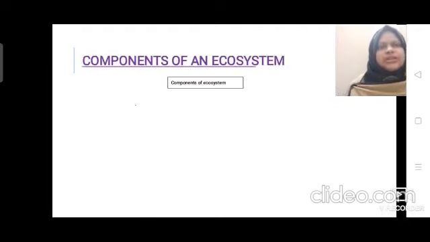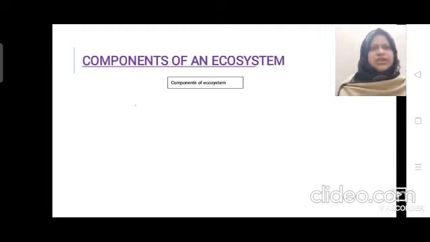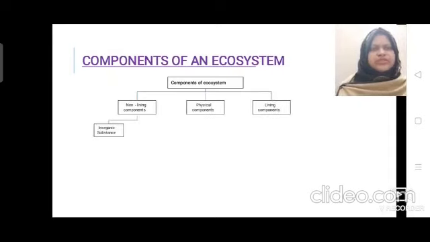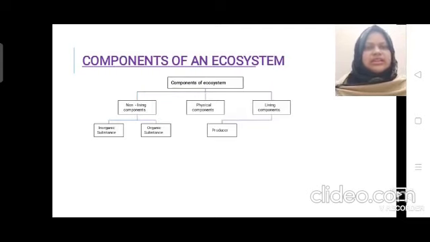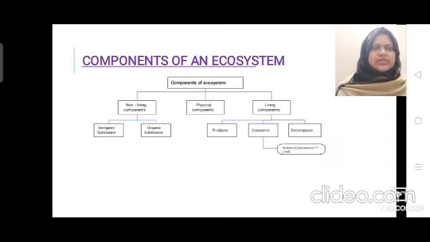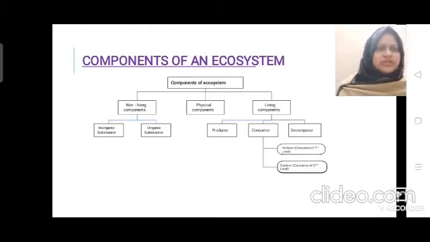Now, components of ecosystem through a flowchart. From this chart, we can see that the components of ecosystem may be non-living, physical and living components. Non-living components may be two types: inorganic substance and organic substance. On the other hand, living components may be producer, consumer and decomposer.